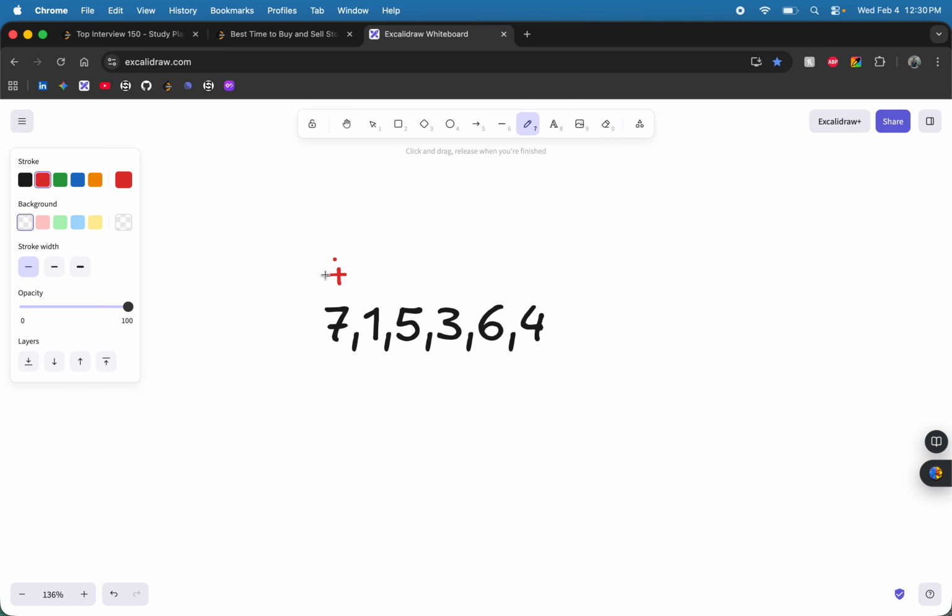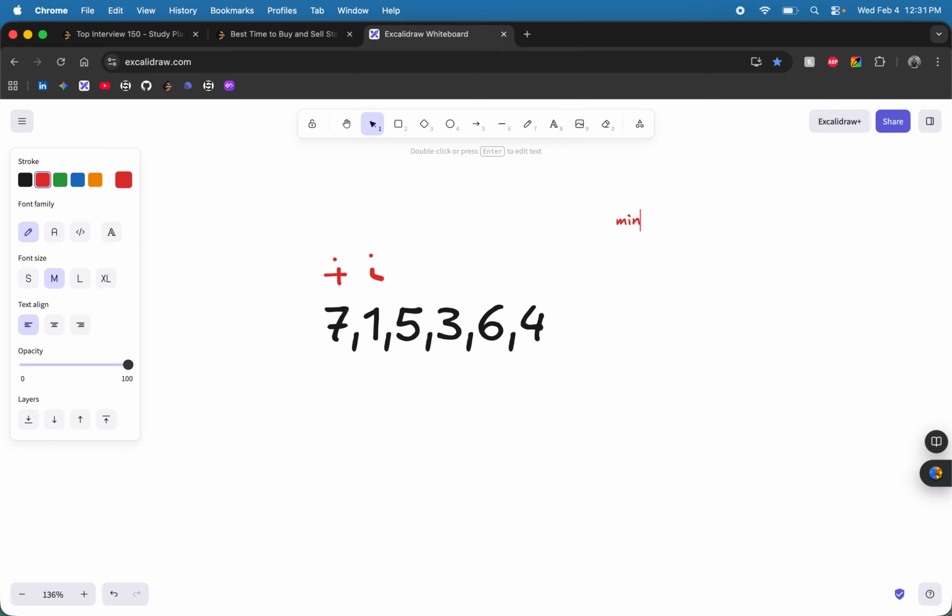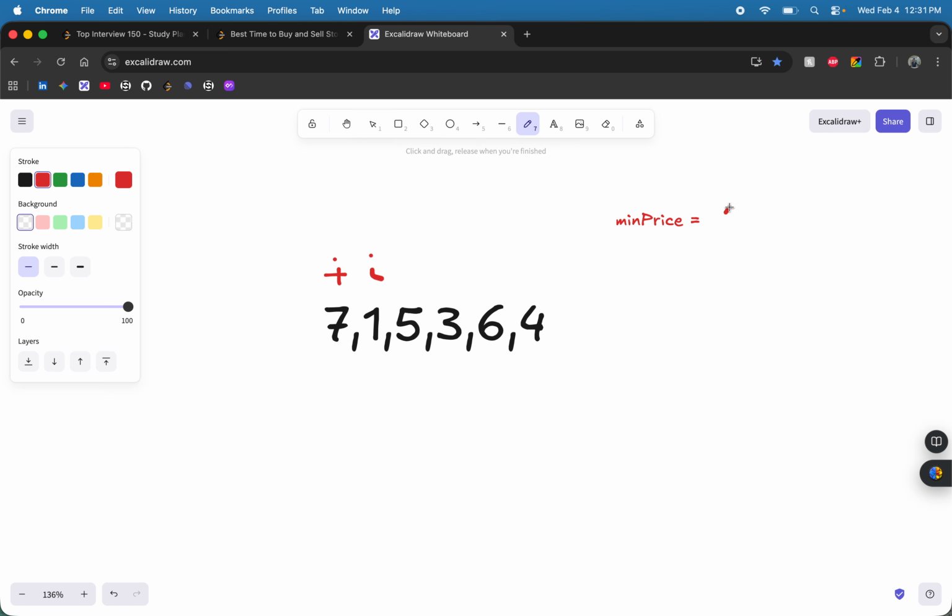Let's say we start from this index, because obviously we will need 2 days to compare. So we will see that 1 is less than 7. We will have a variable, let's say min price, and we mark that we have the minimum price of 1 till now. Then we move to this index, we check that this is greater than the min price, so therefore we can calculate a profit. So 5 minus 1 is 4.